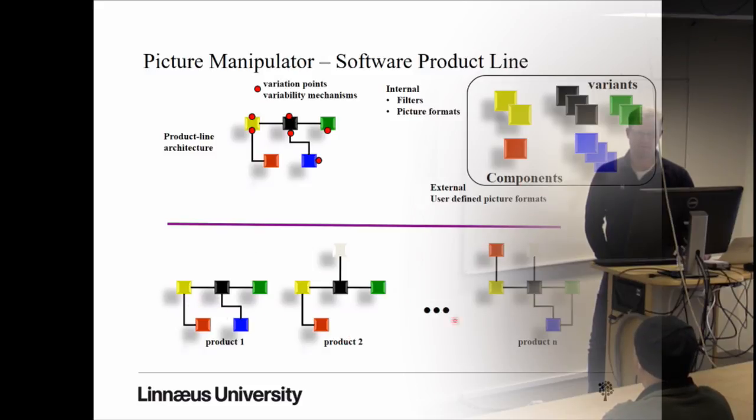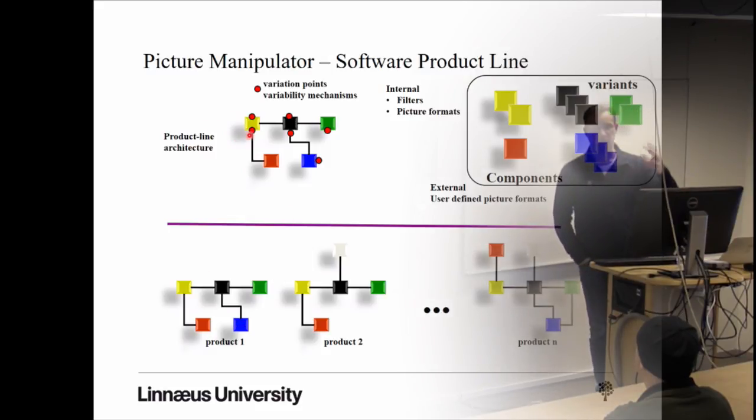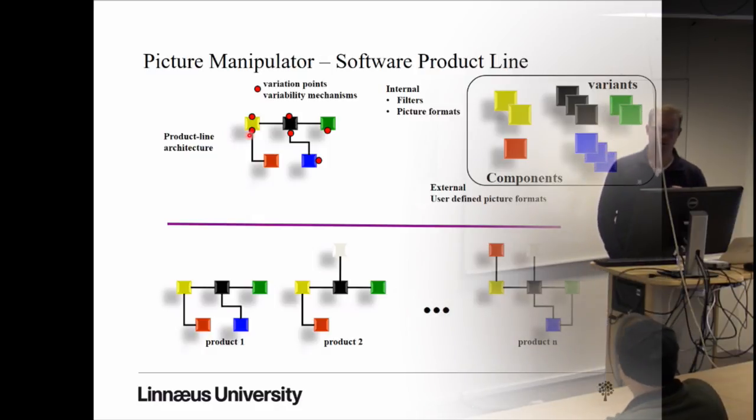And of course, you need to define different products here. The great challenge here was actually to see if I can map all these variants, configurations, to the variation points and variability mechanisms. Maybe it's not perfect, but it's just an illustration.